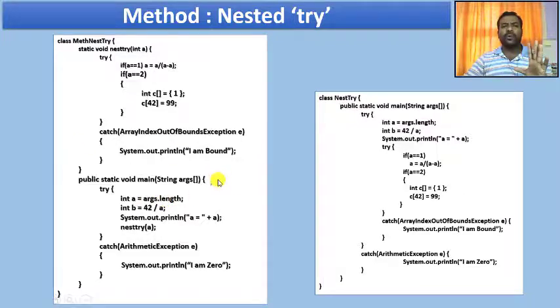Now this is going to work in a similar way to what it was doing in the same program. The only thing is I put the nested try block inside the method, and I have put the method call inside one more try block. This is again the nested try statement, and it is going to work like that.